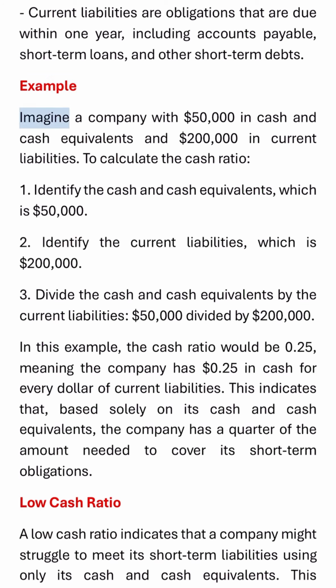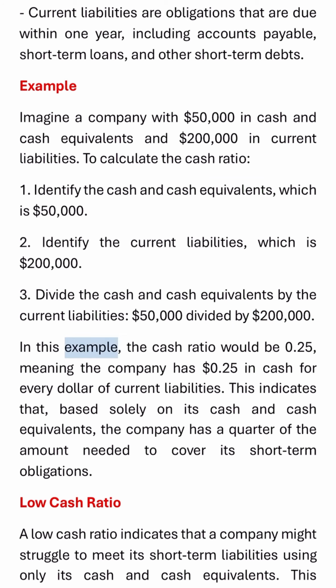Example: imagine a company with $50,000 in cash and cash equivalents and $200,000 in current liabilities. To calculate the cash ratio: 1. Identify the cash and cash equivalents, which is $50,000. 2. Identify the current liabilities, which is $200,000. 3. Divide the cash and cash equivalents by the current liabilities, $50,000 divided by $200,000.